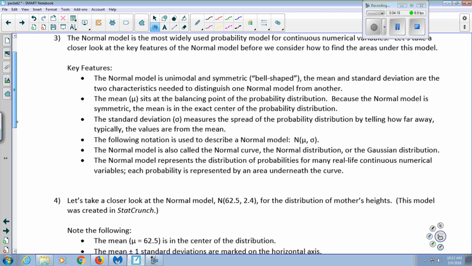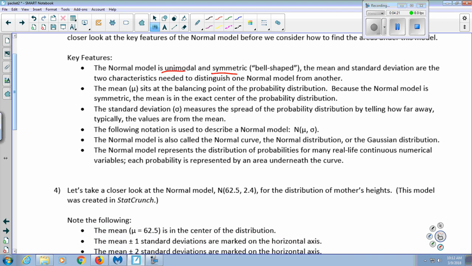So we've seen a couple of things. Unimodal, symmetric, it has that bell shape. The mean and standard deviation are the two things that distinguish one normal model from another normal model. So the mean is at the center. If your mean's 5, then the normal model is going to be centered on 5. If your mean's 100, the normal model is centered on 100. In our case, the mean was 62.5.